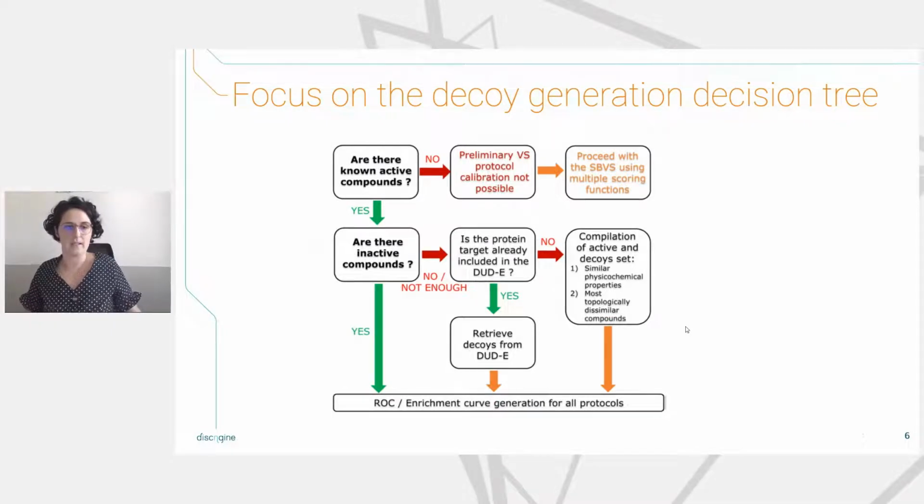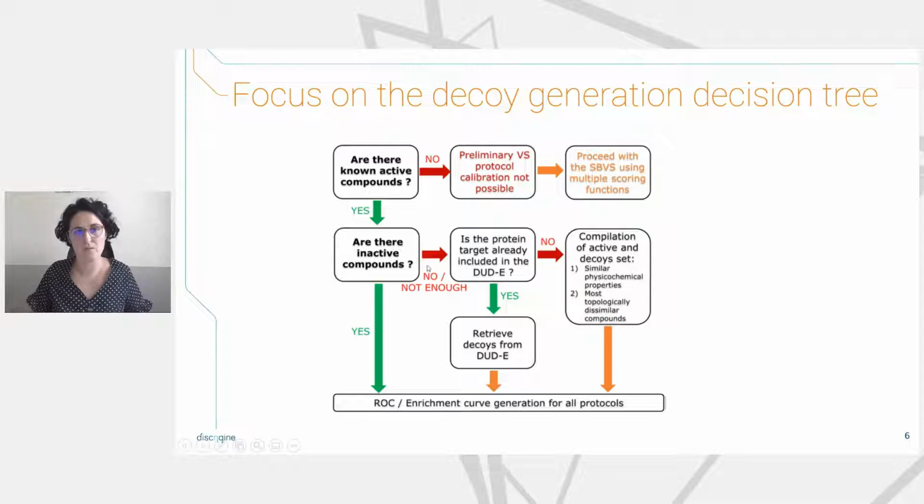So now, different situations can occur in your projects because sometimes you don't have active compounds, so you won't be able to use this KNIME workflow. Instead, you can proceed with some consensus using different docking scores. If you have active compounds and also some inactive compounds, you can directly use the workflow. You don't need to generate decoys.